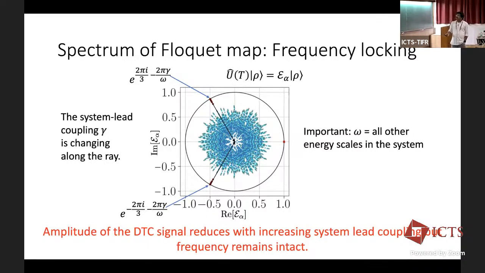And in this way, what we can see is that although the amplitude of the signal reduces with increasing system-lead coupling, the frequency remains intact. So this will help us see time crystals in the current. And how?